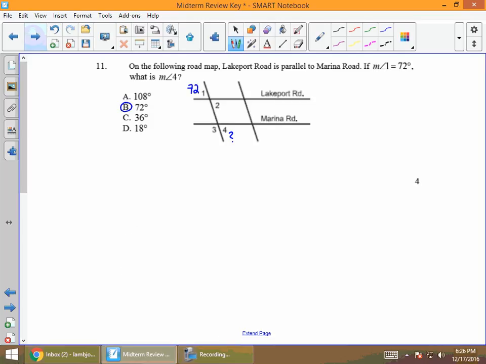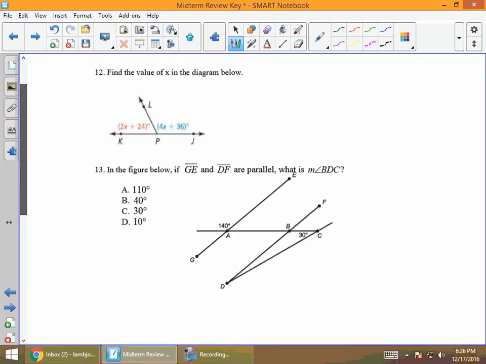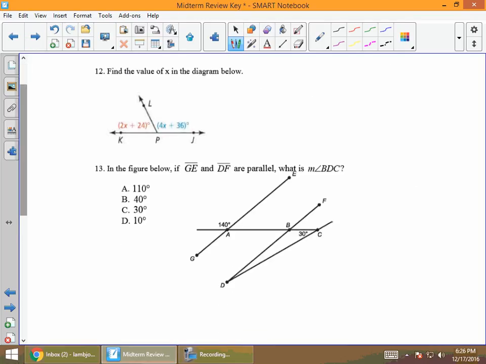And moving on to the last of these, question number 12, find the value of x in the diagram below. These two angles are a linear pair. Means that they are going to add up to 180. So 2x plus 24 and 4x plus 36. Since they are a linear pair, they have to add to 180. I'll combine my terms. 2x and 4x is 6x. 24 and 36 is 60. And that's equal to 180.